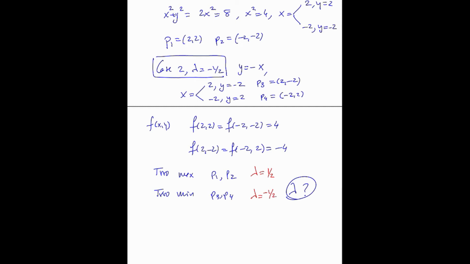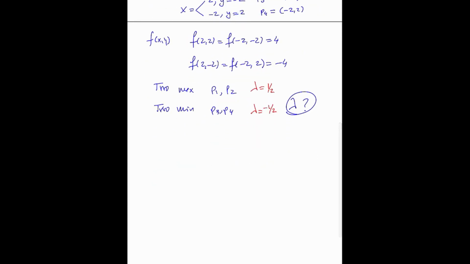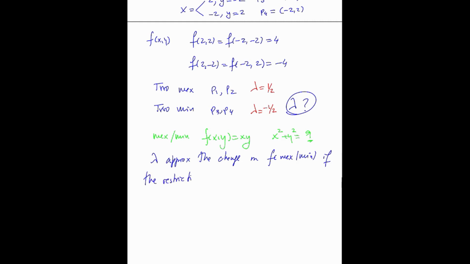Suppose that we have the same problem, namely, we have to find the maximum and minimum of f(x,y) equals x times y, subject to the condition x squared plus y squared equals 9. And here is where lambda comes in. Let me write it first clearly in blue. Lambda is approximately the change in the value of f of the maximum or minimum if the restriction increases by 1 unit.